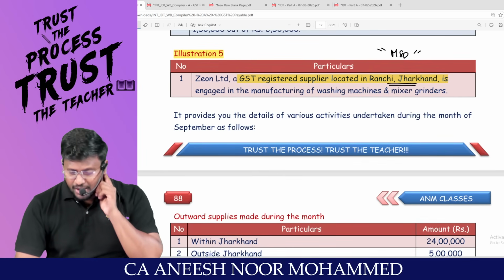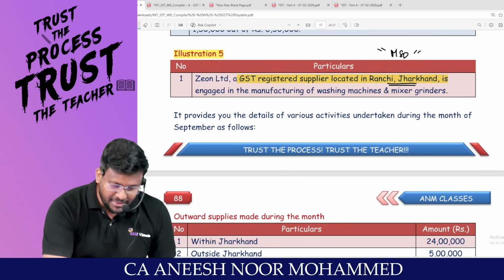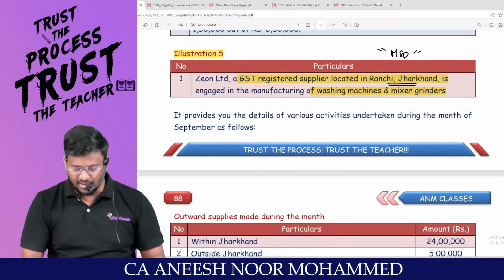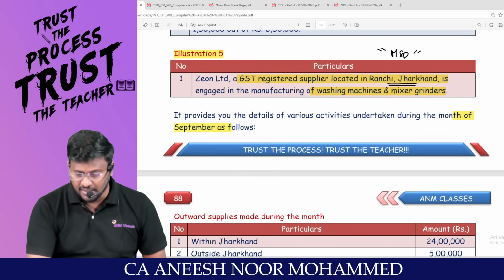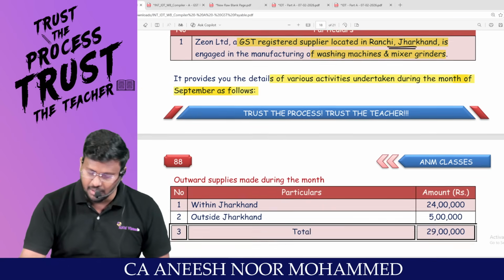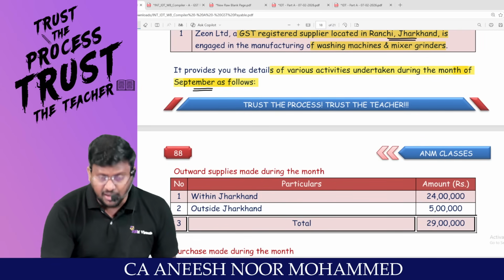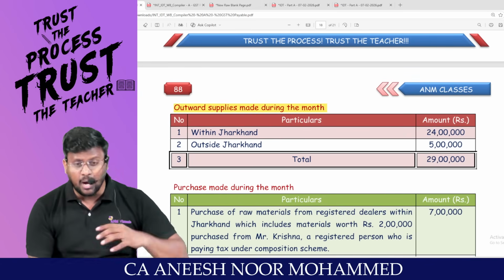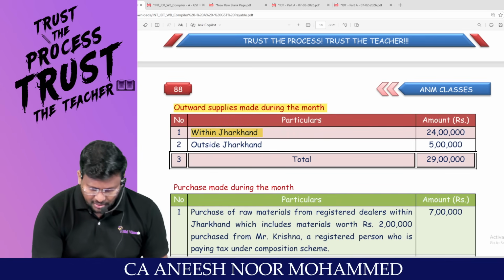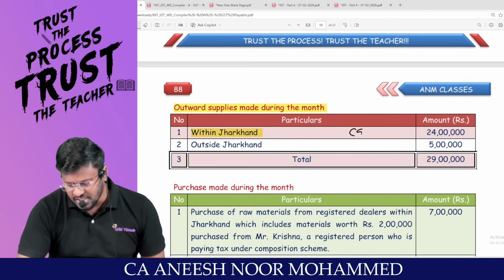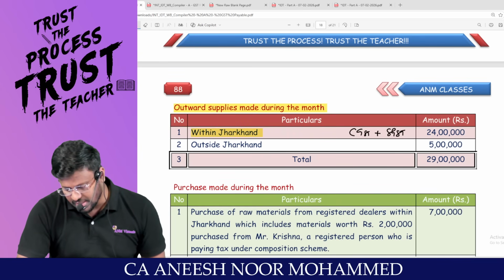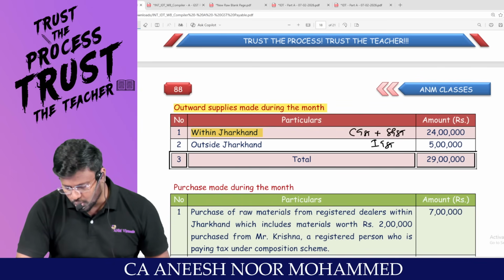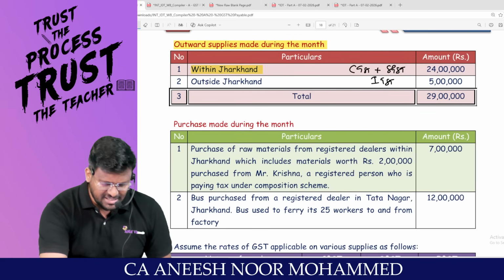It is engaged in the manufacturing of washing machine and mixer grinder. It provides you the details of various activities undertaken during the month of September as follows. So all the details are for the month of September. Outward supply made during the month. Within Jharkhand, that means intra-state supply, you are supposed to collect CGST and SGST. Outside Jharkhand, interstate supply, you are supposed to collect IGST.